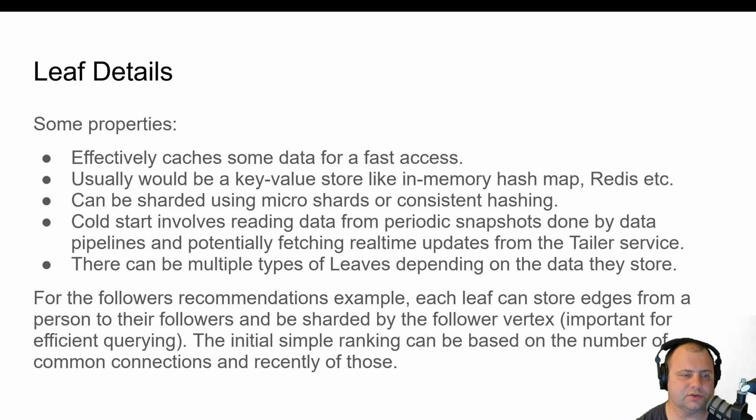Let's go to the details of the leaf. It effectively caches some data for fast access. It's typically going to be some key-value store, like an in-memory hash map or Redis, etc. It's usually not going to be durable. It generally shouldn't be used as a source of truth for data.